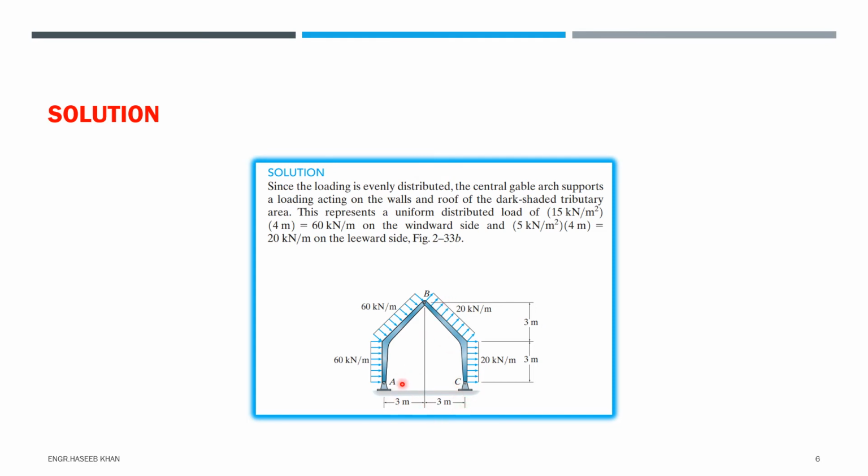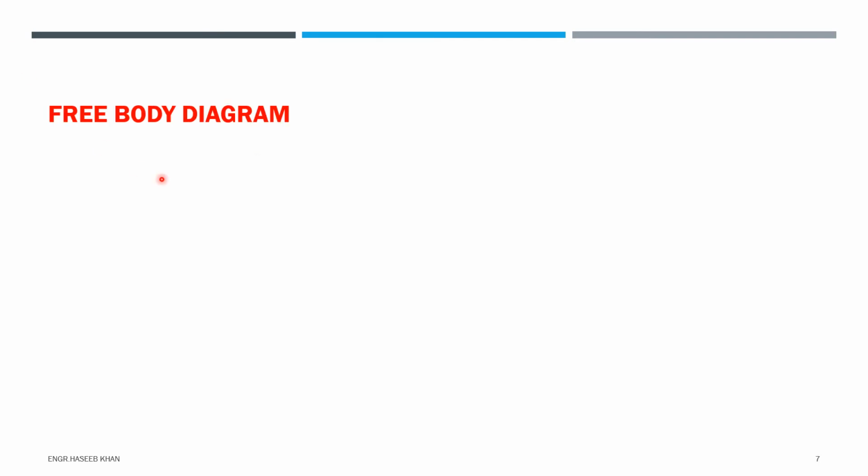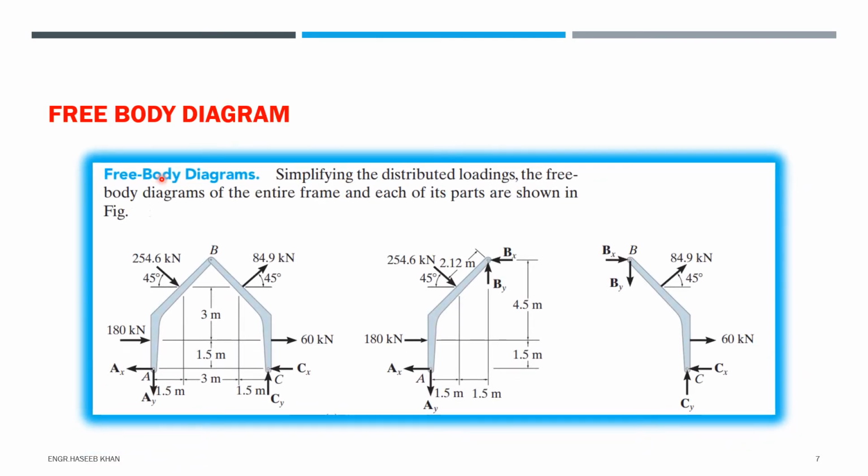Now it's easy: we will first divide this structure into two parts, because we have an internal hinge in it, and we can also convert these uniformly distributed loads to point loads to make our equilibrium equation solution easy. So let's check the free body diagrams and then we will find the solution for the structures. So our free body diagram looks like this.